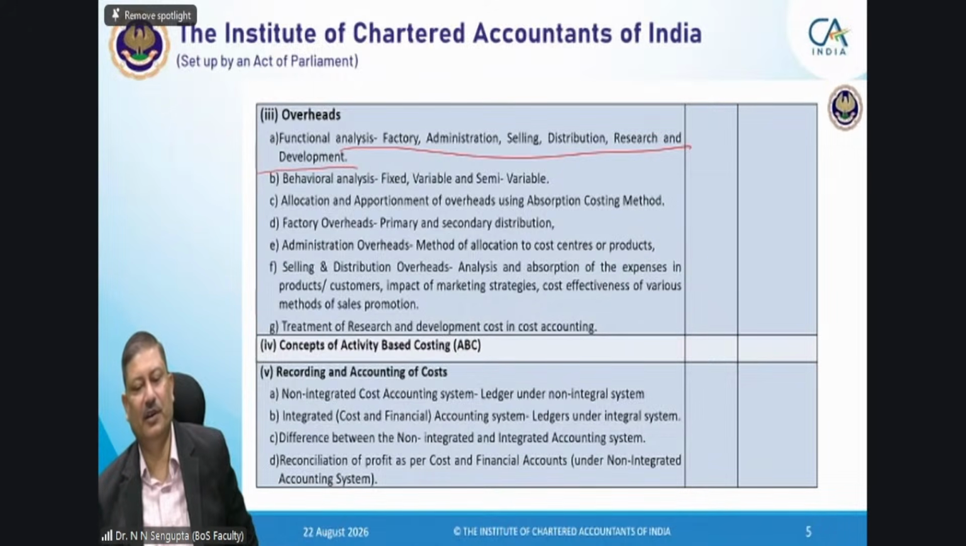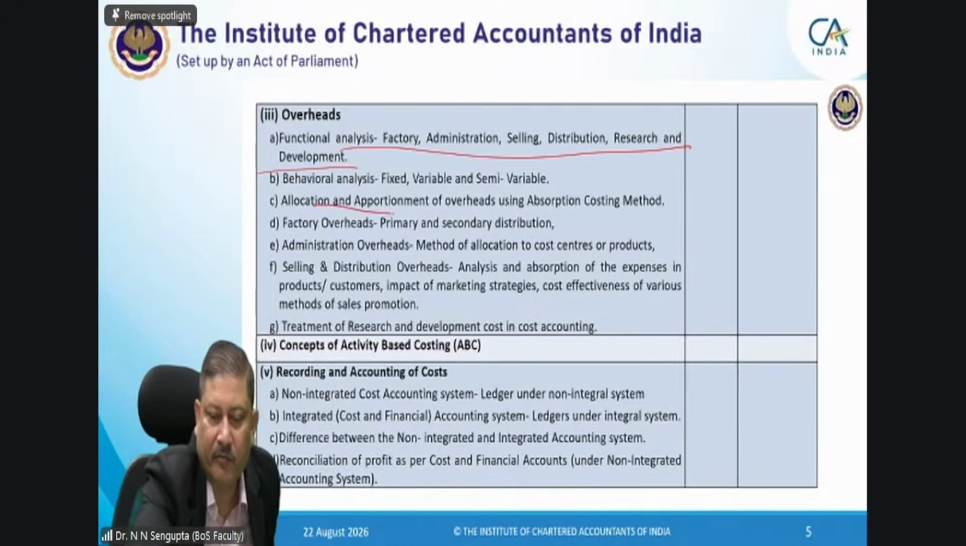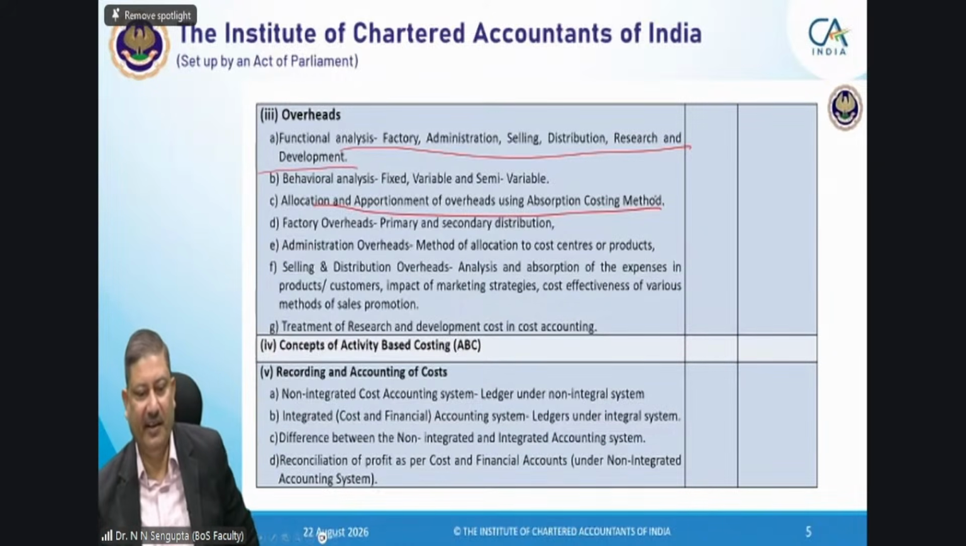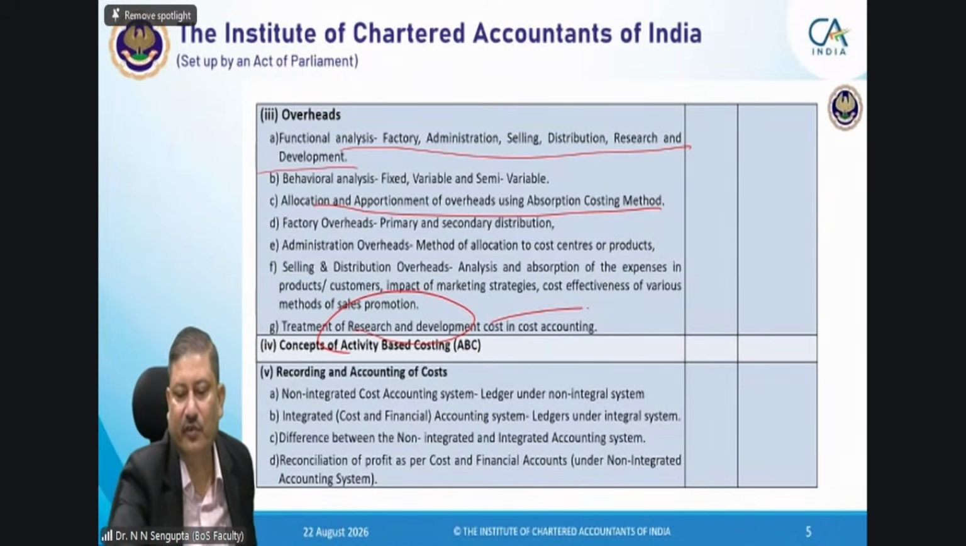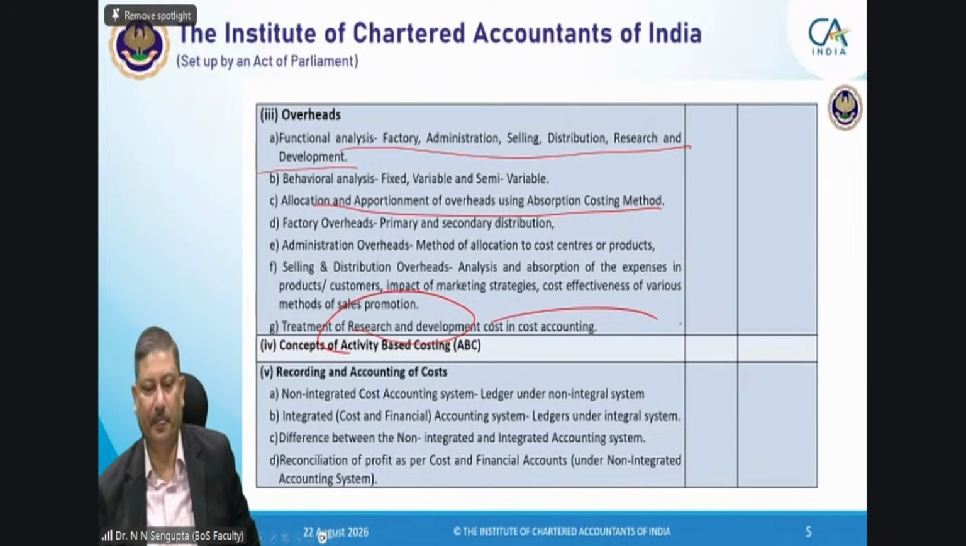Allocation and apportionment of overhead using absorption costing. Factory overhead, primary and secondary distribution. Administrative overhead, the allocation to various cost centers. Then selling and distribution overhead, and then the treatment of R&D. This is also a conceptual part, which is required for your conceptual understanding, and sometimes can come under the theoretical question of the last question, that is question number 6.